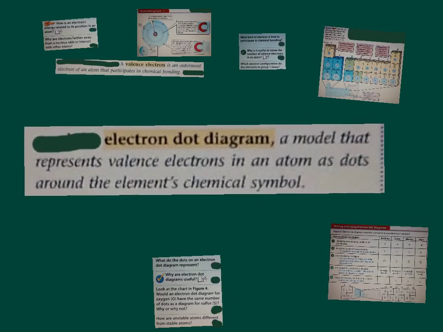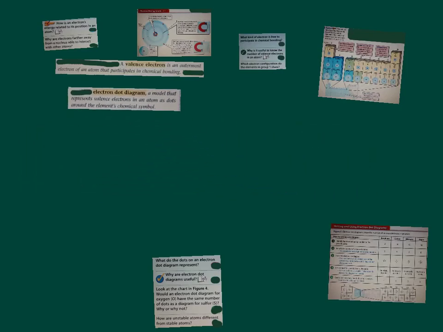Definition of electron dot diagram. Please write that definition with the vocab word in your science journal. We will be having a vocab quiz over that information. Okay, next.